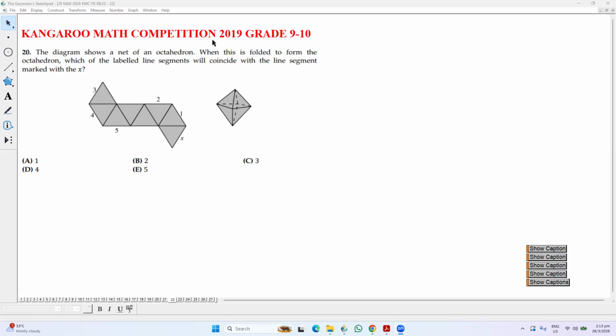Kangaroo Math Competition 2019, grade 9 to 10. Question 20. The diagram shows a net of an octahedron. When this is folded to form the octahedron, which of the labeled line segments will coincide with the line segment marked with the X?